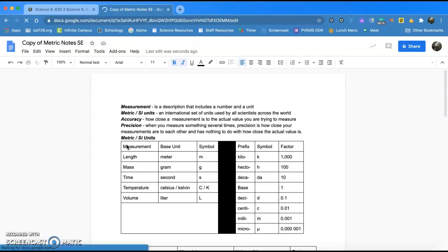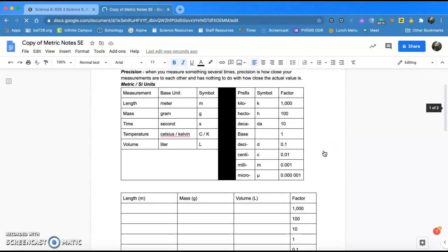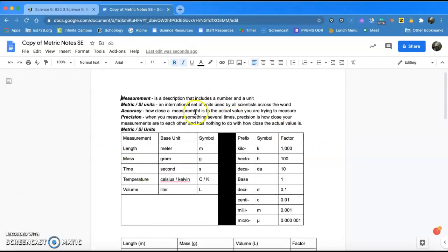So today's document has all of our notes for the metric system. So it's not just today's notes. There's a couple other ones that we're going to have in here too. So as you scroll down, you'll see that there's more stuff in here, but we are just going to be focused on this first table here with these definitions. So going over the definitions first, measurement. So measurement is a description that includes a number and a unit.